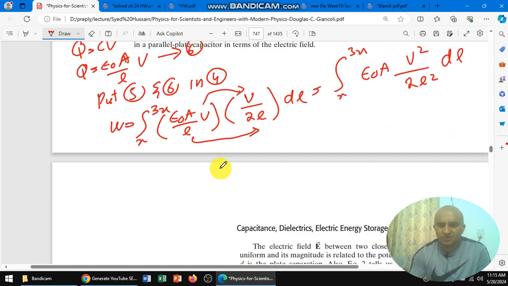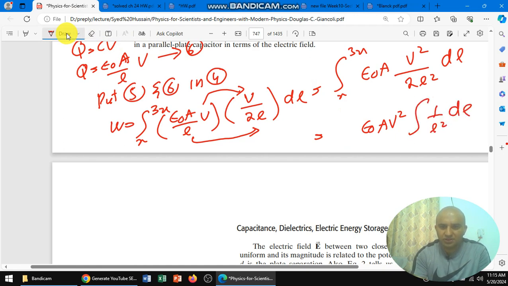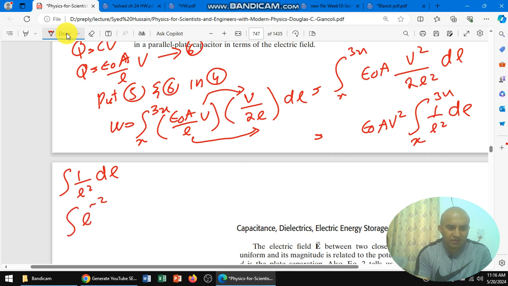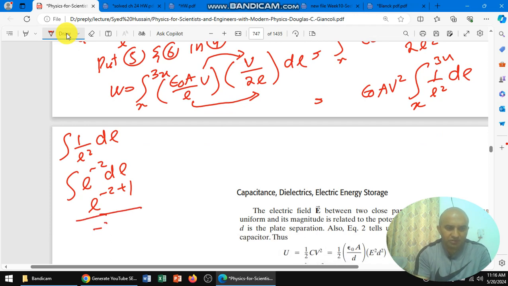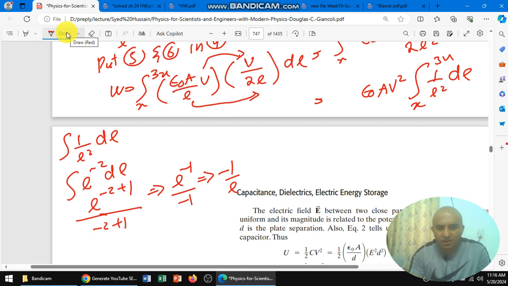We take all the other terms outside the integration, epsilon naught A and V square, and keep only the 1 over L square term inside the integral from x to 3x. We integrate 1 over L square dl, which is L to the power minus 2 dl. Applying the power rule, minus 2 plus 1, this gives us L power minus 1 over minus 1, so minus 1 over L.